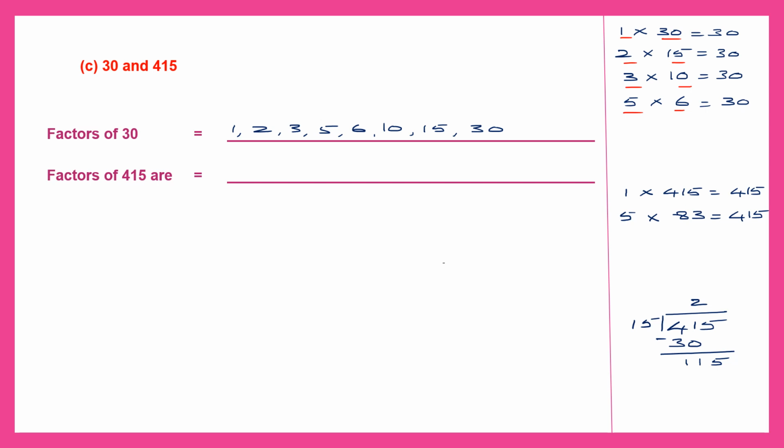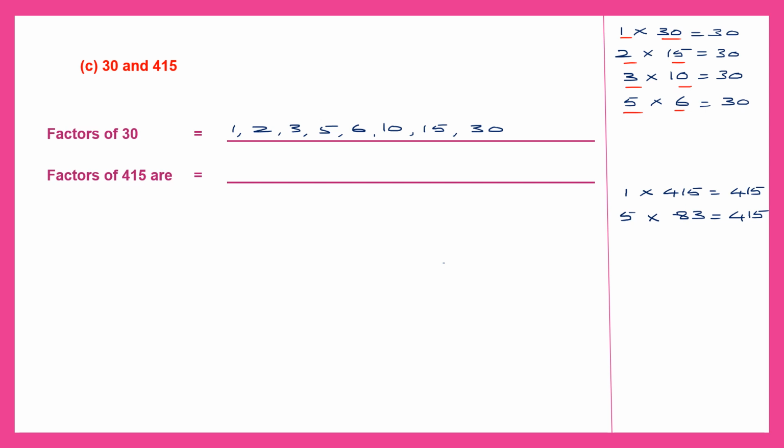So if I take the tables of 15, now let's do 15 into 7. Because we're looking for a number ending in 5. 7 fives are 35, carry 3, 7 ones are 7, 8, 9, 10, 105. So 15 sevens are 105 and my remainder will be 10. It's not 0. That means 415 is not divisible by 15.